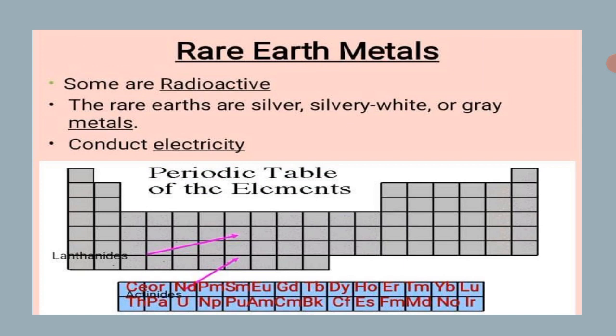Rare earth metals. Some are radioactive. The rare earths are silvery, white, or gray metals. They conduct electricity. The rare earths share many common properties. This makes them difficult to separate or even distinguish from each other.